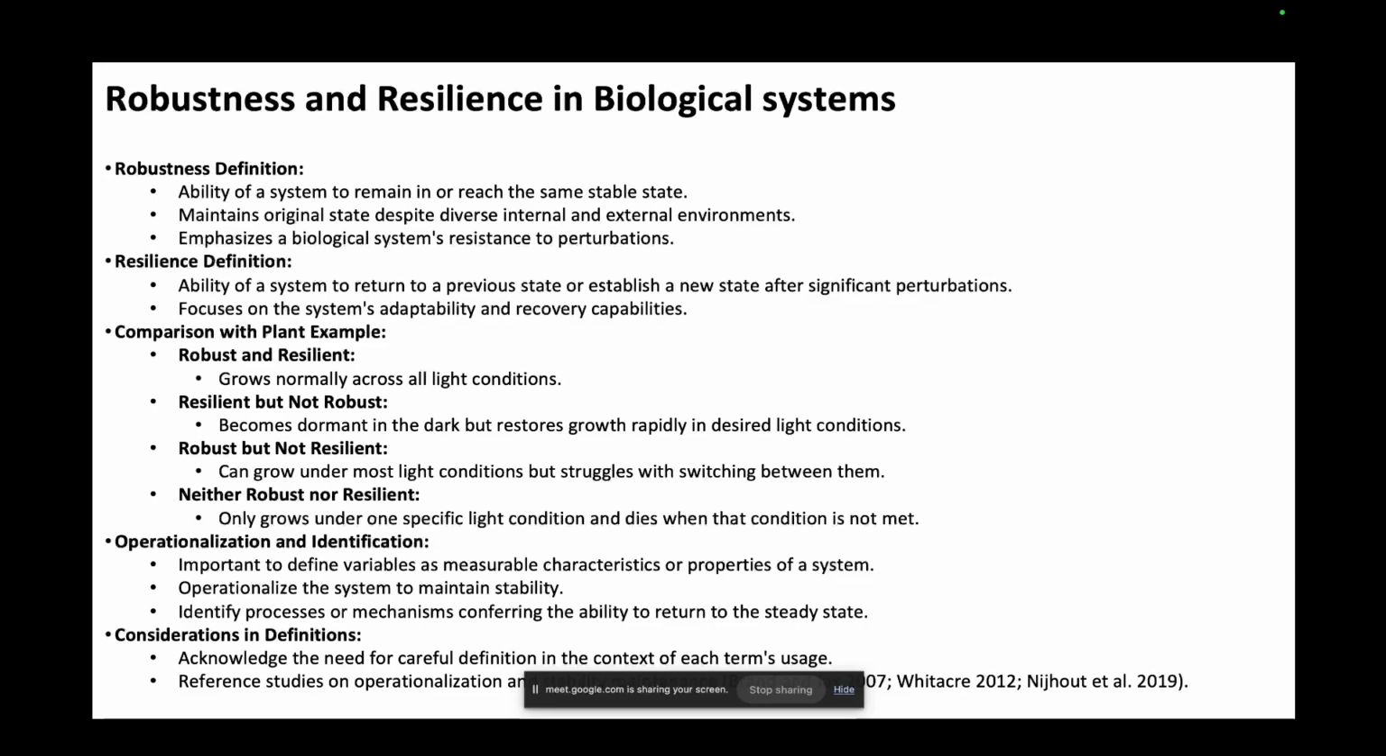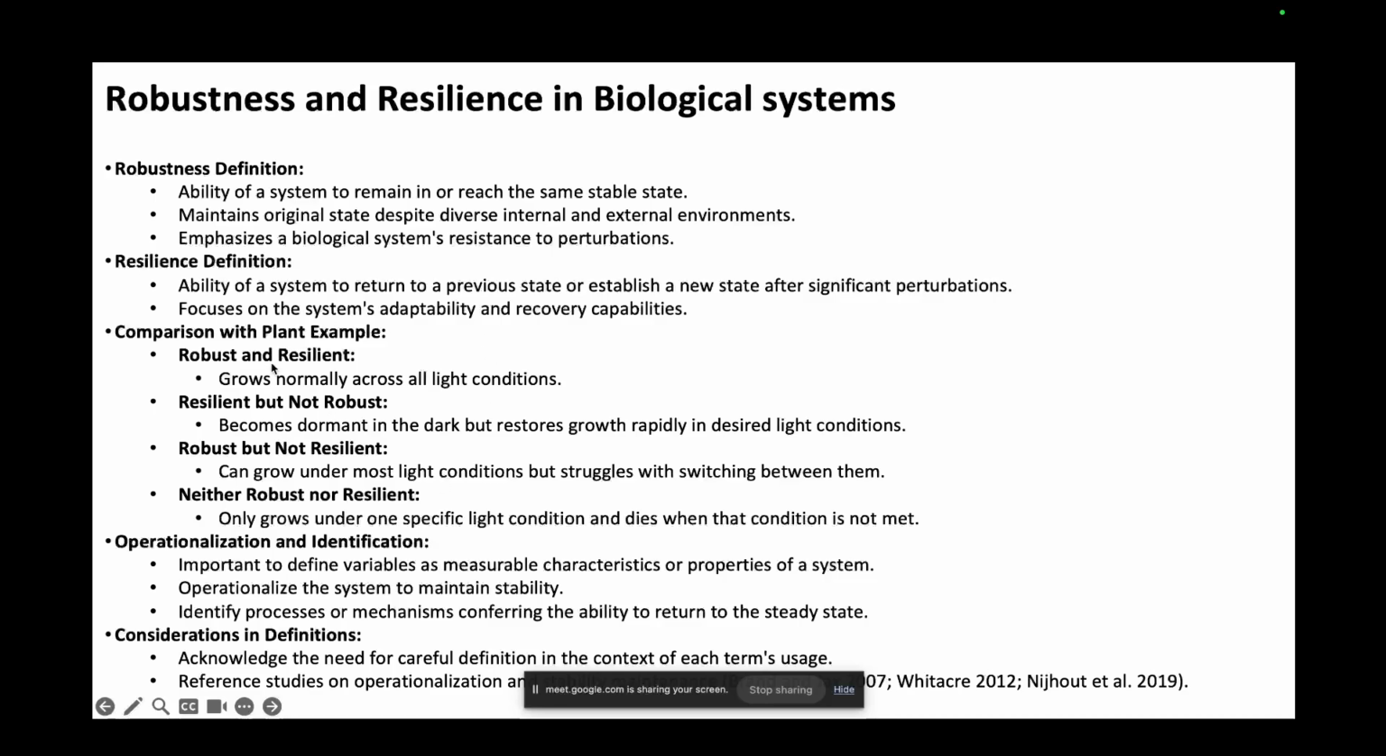So robustness is basically the ability of a system to remain or reach the same stable steady state, and resilience is the ability of this system to return to a previous steady state or establish a new state after significant perturbations. So I have given certain examples. I know the concept is a little bit confusing, so I have given three, four examples here.